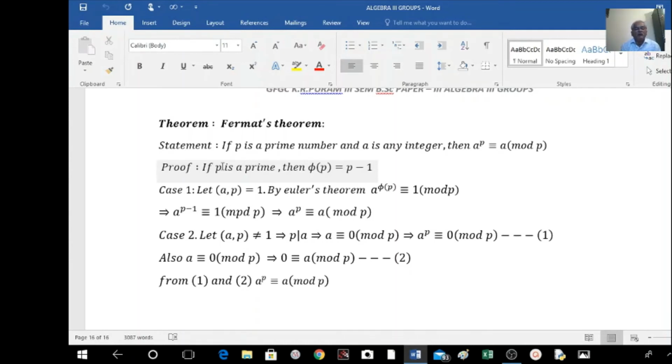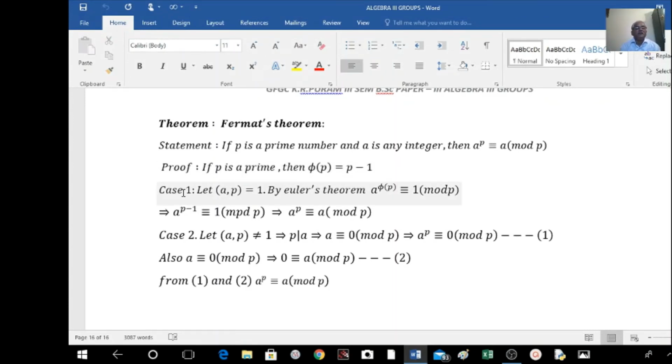Similarly, if we take 11, then all of 1 to 10, that is 10 integers, are relatively prime to 11. In general, if p is a prime, all those integers 1, 2, 3, 4 up to p minus 1 are relatively prime to p, so therefore phi of p equals p minus 1.